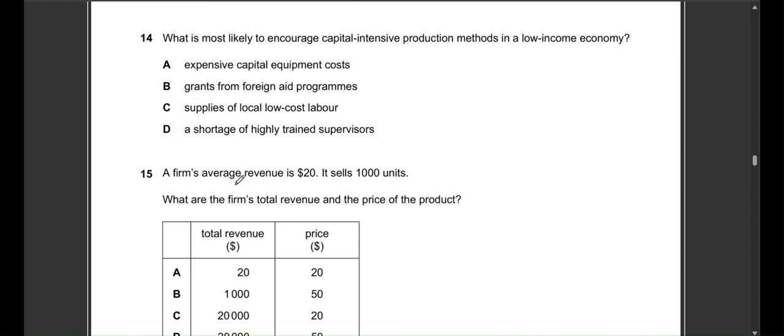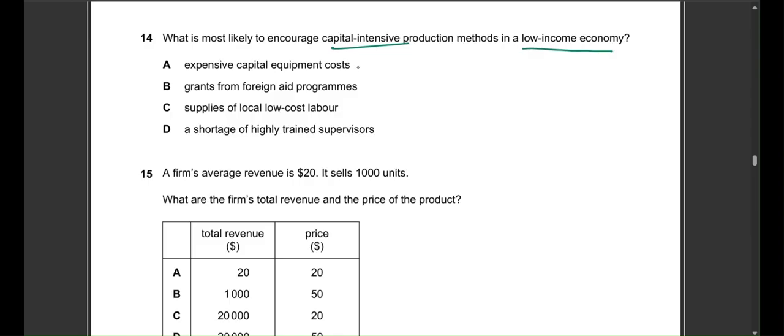Moving ahead with question number 14, which is most likely to encourage a capital intensive method in a low income economy? I hope you all know what a capital intensive method is. It is when, in production, the proportion of machines is more compared to labor. So you are using more machine equipment, gadgets and so on to do the production. So what would be the right option over here?